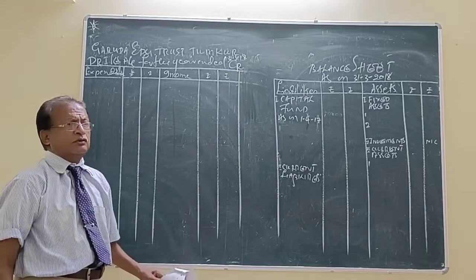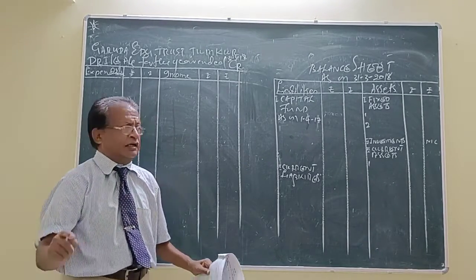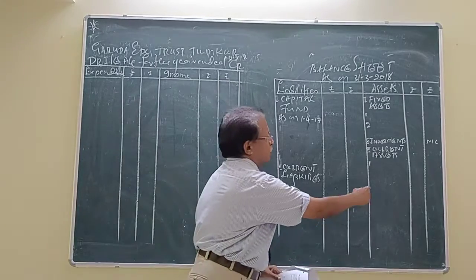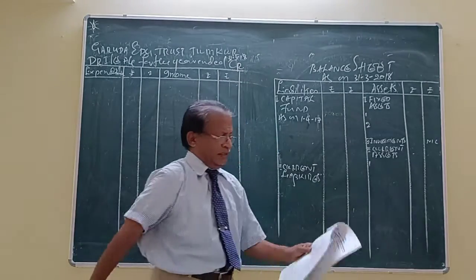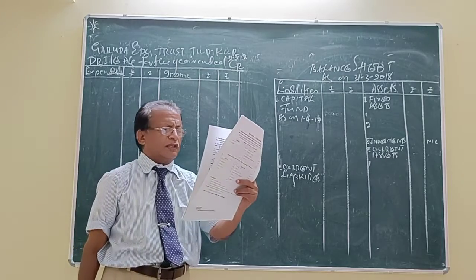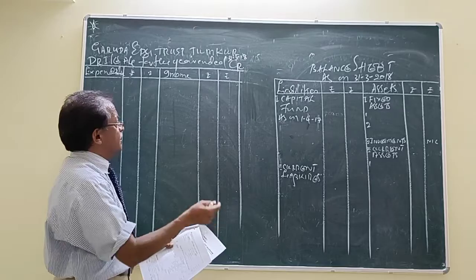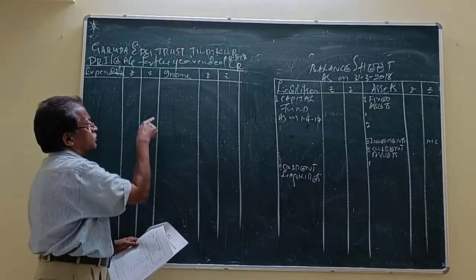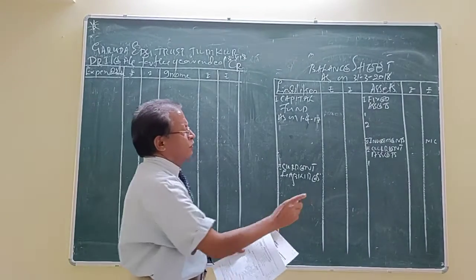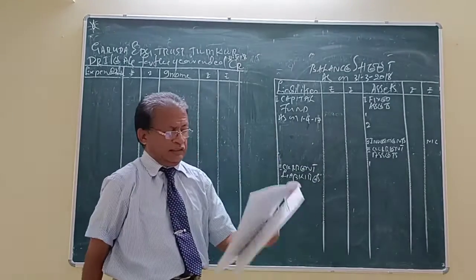Last item, balance carried down. It is the cash balance of the current year at the end of the year, and it will be shown in the balance sheet under the heading current asset. Come to the adjustments. Subscription outstanding rupees 5,000 for the current year. It will be shown in the income and expenditure account as an addition to the subscription, and the same item will be shown in the balance sheet under the heading current asset.